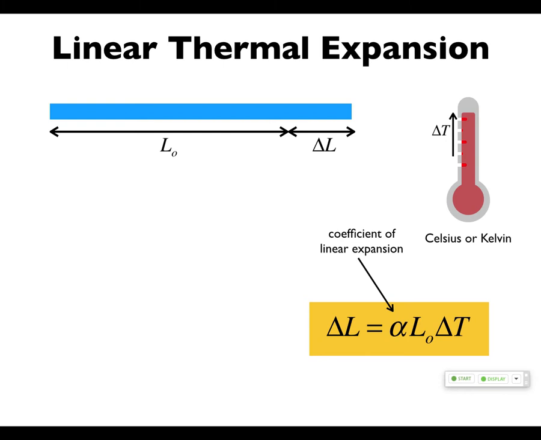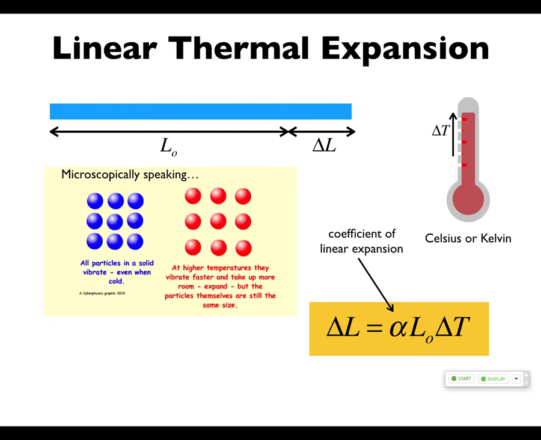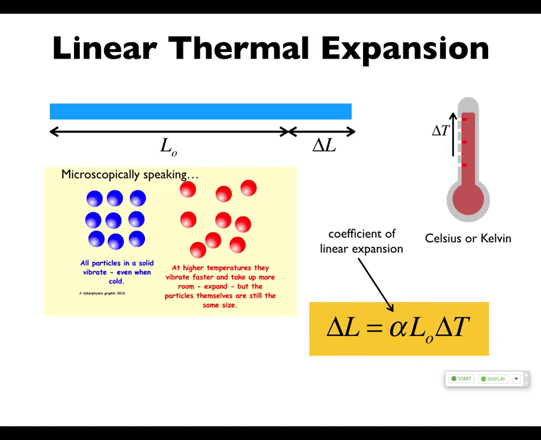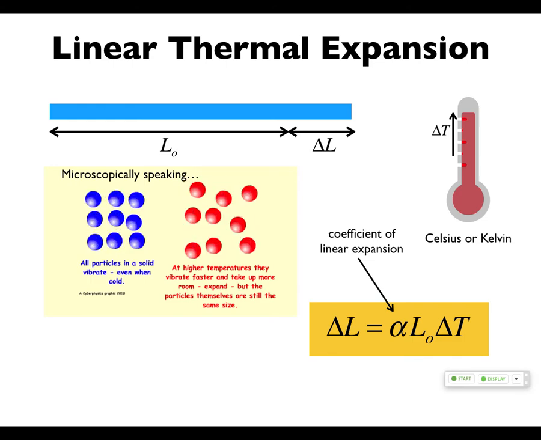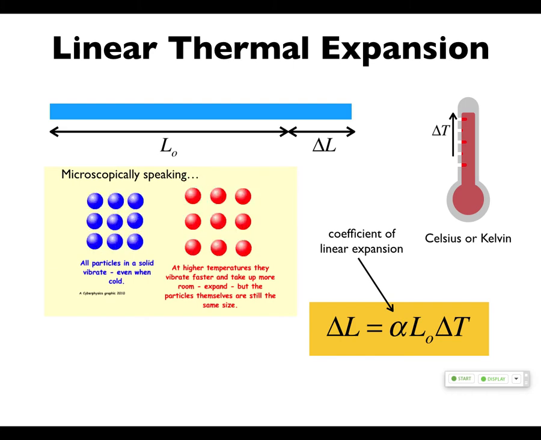Because if this is metal it expands differently than if it's concrete, which expands differently than if it's plastic, and so on and so forth. So alpha depends on the material, all right? And so just microscopically speaking, all particles in a solid vibrate even when it's cold, unless you've gone down to absolute zero. The hotter you make them, the more vibration they do. And since they're bonded together by molecular bonds, you can think of those as little springs. If they start moving faster, they can stretch the spring a little bit farther, and if that's a whole lattice structure, the whole thing gets bigger.